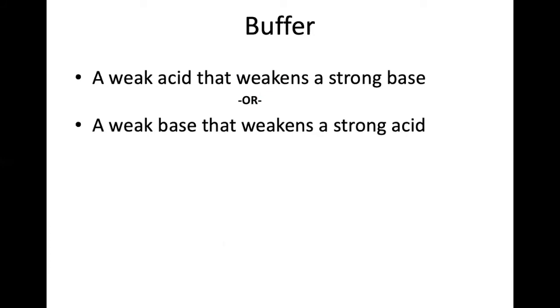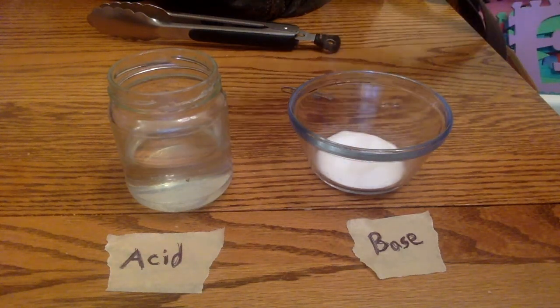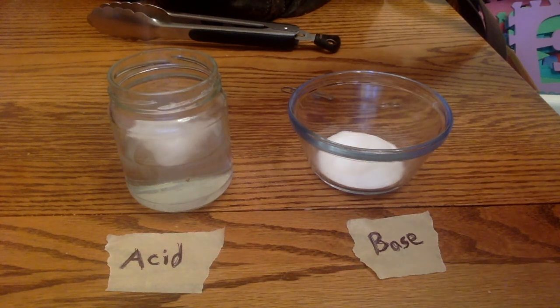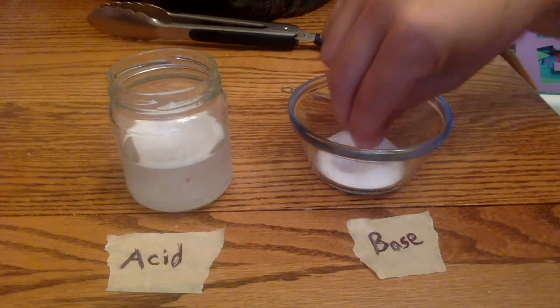A buffer is a weak acid that weakens a strong base, or it's a weak base that weakens a strong acid. Basically, if you were to spill hydrochloric acid, this is the example I gave in vocab. If you were to spill hydrochloric acid on the floor, you can take something that is this weak base, add it to it, and that will weaken the acid, make it safer to handle.